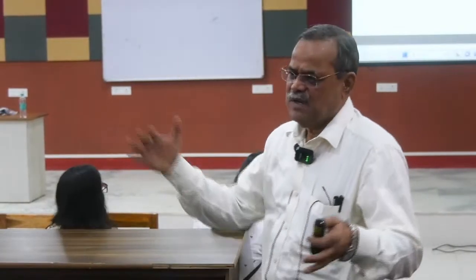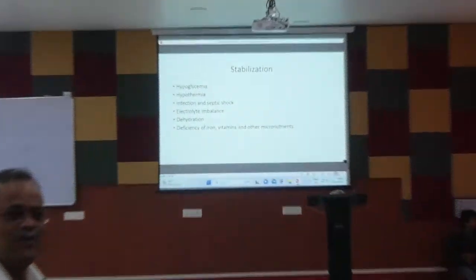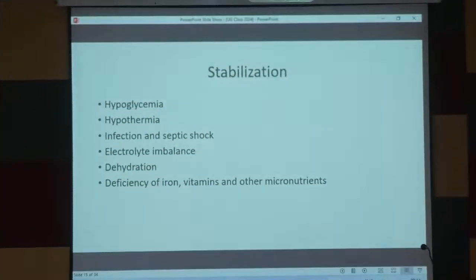Okay. So if we summarize what may be the problems which should be solved early in the management of severe acute malnutrition, this is the initial stabilization process. We will have to find out whether these things are present or not, whether hypoglycemia is present or not, hypothermia is present or not, etc. Let us go to the problems that may be there. You see whether it is tallying with your analysis or not.